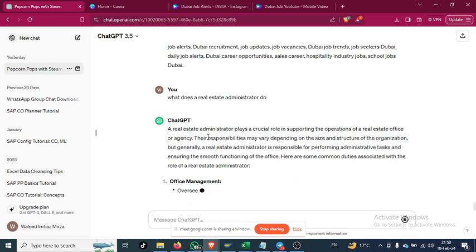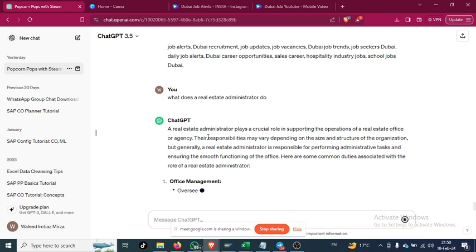The internet is so very slow today, but anyways: oversee and manage day-to-day office operations, maintain a clean and organized office environment, manage the office supplies, equipment, facilities. But why would an administrator earn 10,000 if he has to clean the office? Okay, this is the question.